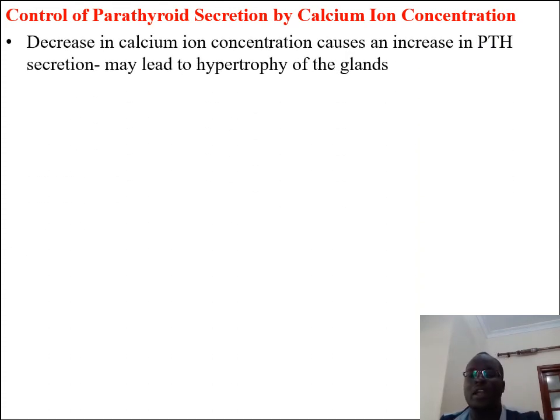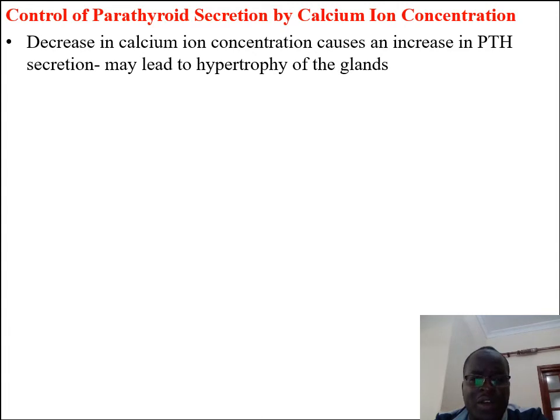The control of parathyroid secretion by calcium ion concentration. Remember, we had mechanisms by which hormones can be secreted, some of which are humoral, whereby they respond to the concentration of ions or nutrients in the blood. Calcitonin and parathyroid hormone respond to the concentration of calcium. If there is low calcium concentration in the extracellular fluid compartment, then parathyroid hormone will be released by the chief cells of the parathyroid gland.